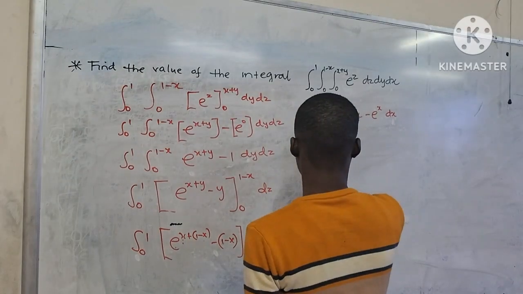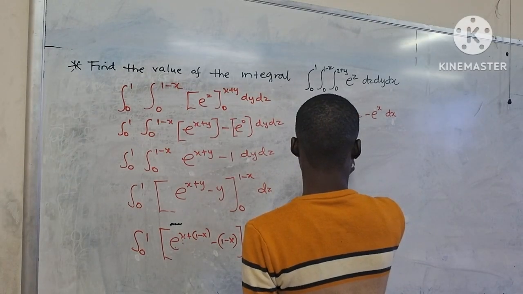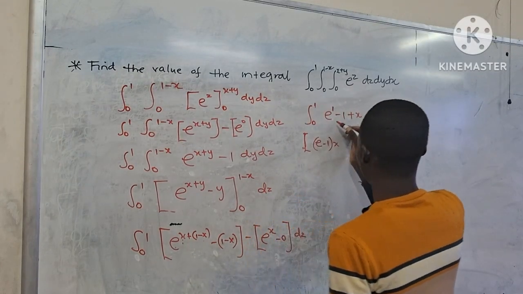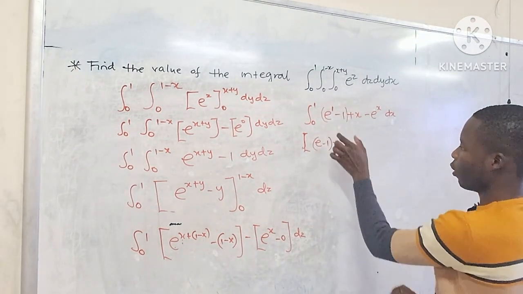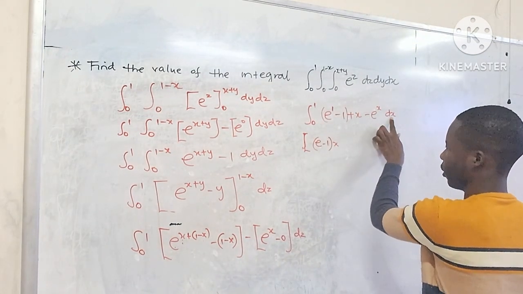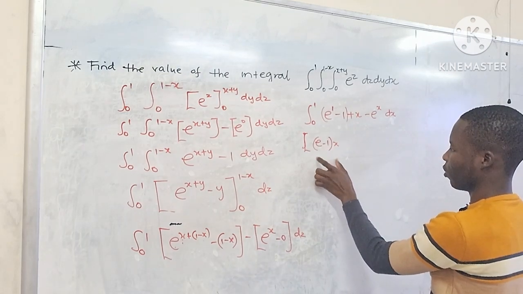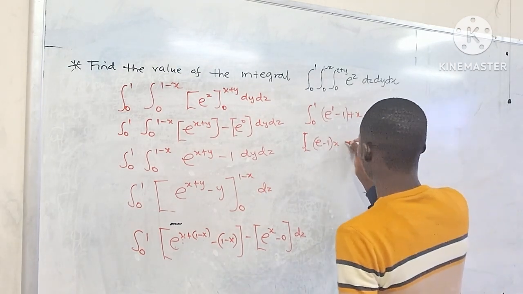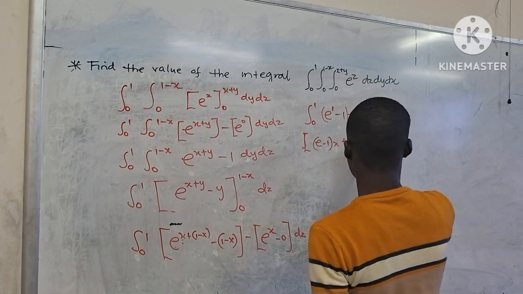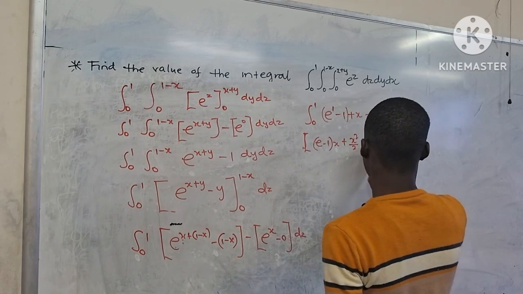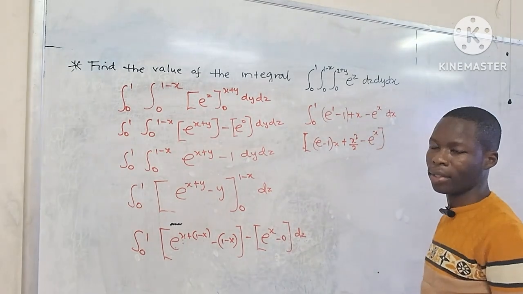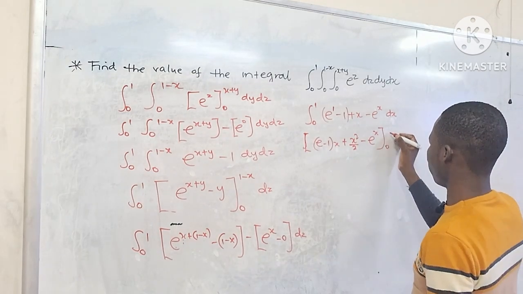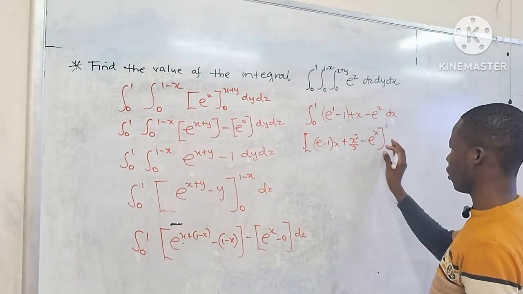This is e minus 1 into x. Remember, e subtract 1 is a constant. So if you integrate this constant with respect to x, it becomes e subtract 1 into x plus x squared by 2 subtract e to the power x. Okay, from 0 up to 1.